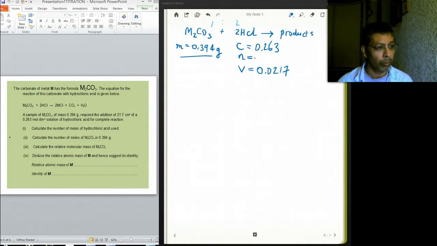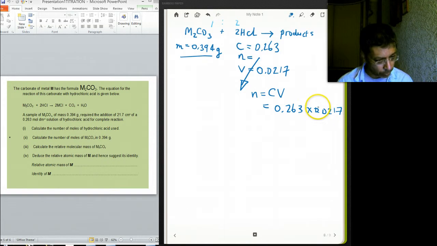Let's do that then. Right. It says here, calculate the number of moles of hydrochloric acid. So n equals CV, and that'll be 0.263 times 0.0217, and that will be 5.707 times 10 to the minus 3 moles.